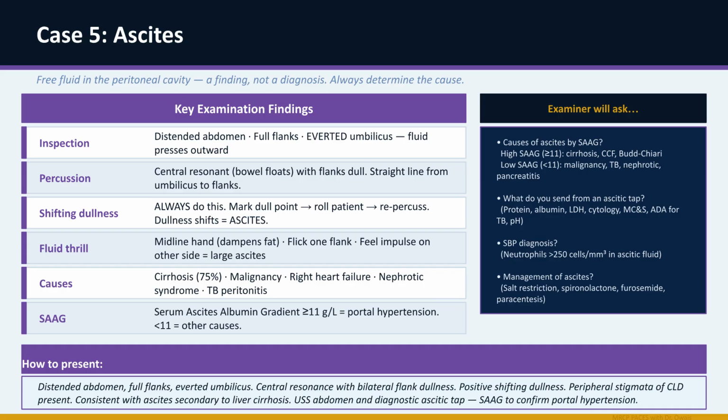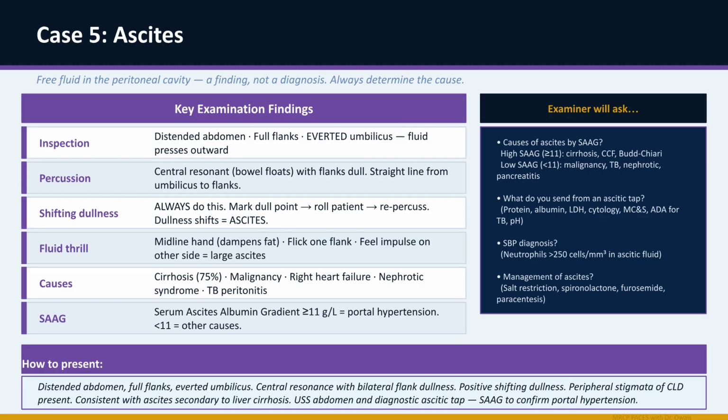Percussion: flanks dull, central area resonant, bowel floats on top of the fluid in the central abdomen. A straight line from umbilicus to flanks marks where the note changes. Shifting dullness: positive. This is the most important clinical test. Always do it. Roll the patient. Wait. Repercuss. Fluid thrill: positive in large volume ascites. The combination of distended abdomen, full flanks, and positive shifting dullness is diagnostic of ascites until proven otherwise.